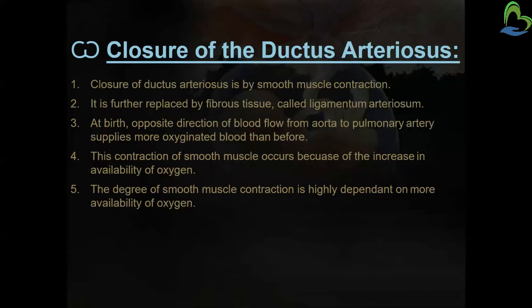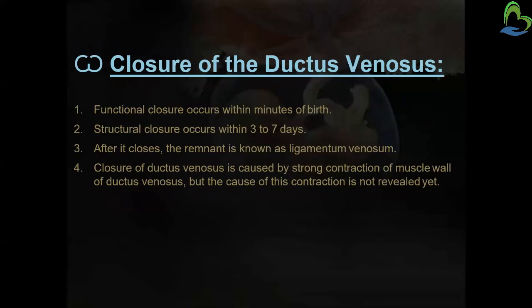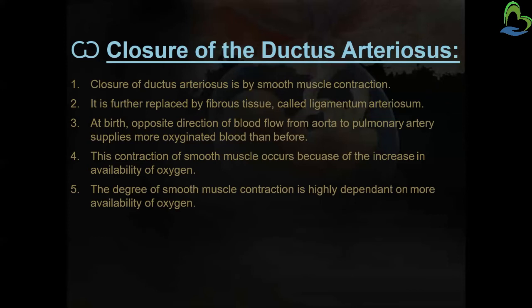Next, that is the closure of the ductus arteriosus. The closure of the ductus arteriosus is by smooth muscle contraction. It is then replaced by fibrous tissue and known as the ligamentum arteriosum. So the ductus venosus is known as the ligamentum venosum, and the ductus arteriosus is known as the ligamentum arteriosum.